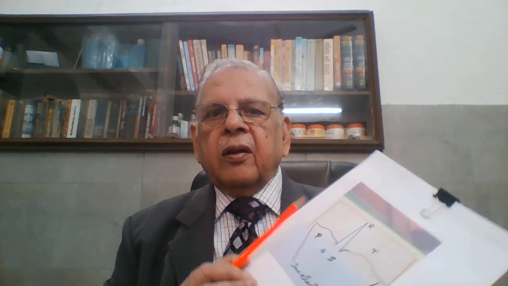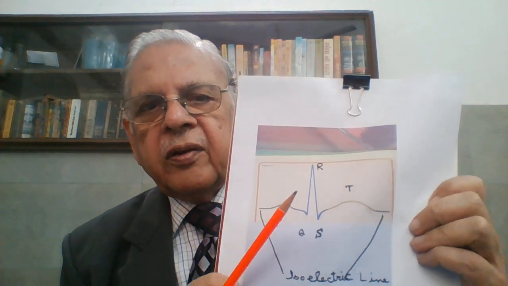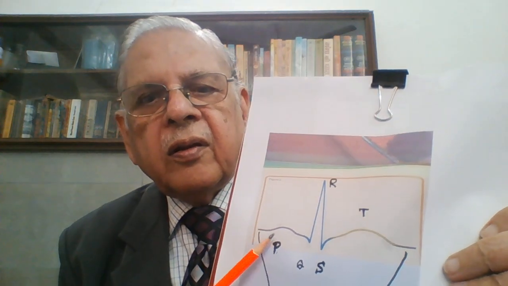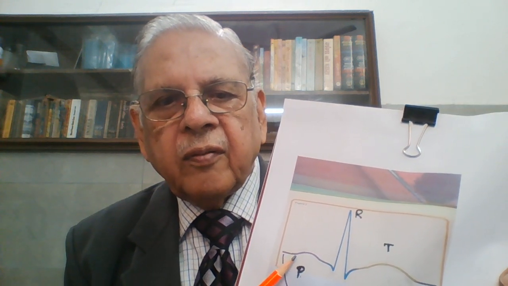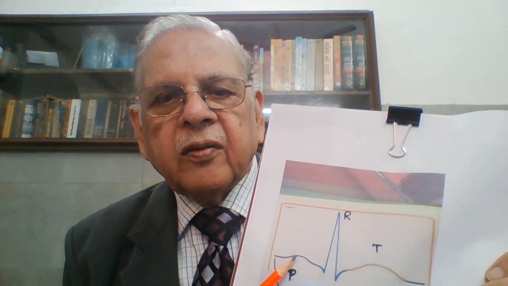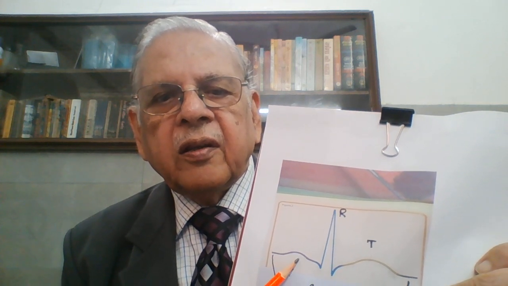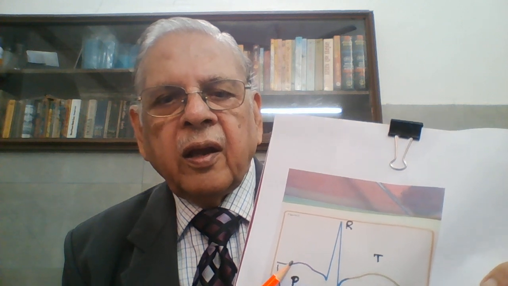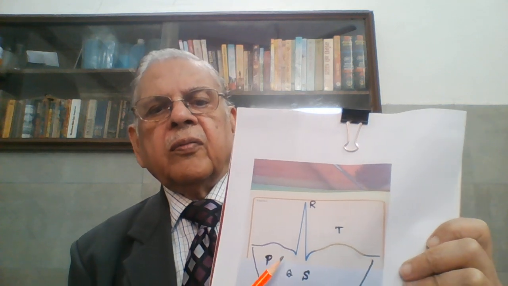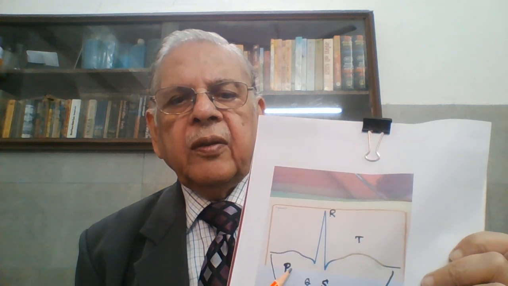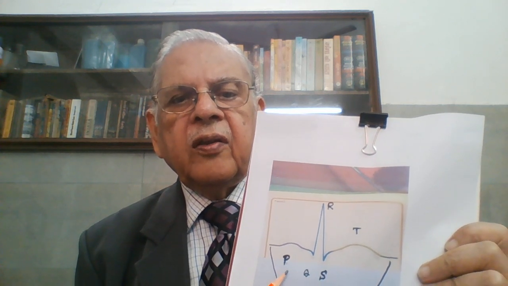Now see this diagram. This is a single complex I have drawn here. See, this line in a little violet color is convex upwards. This is called the P wave. This is not very tall, it is about 1 millimeter in height above the baseline. It is about 2 to 2.5 small squares from the beginning to the end. This is called the P wave of the ECG.